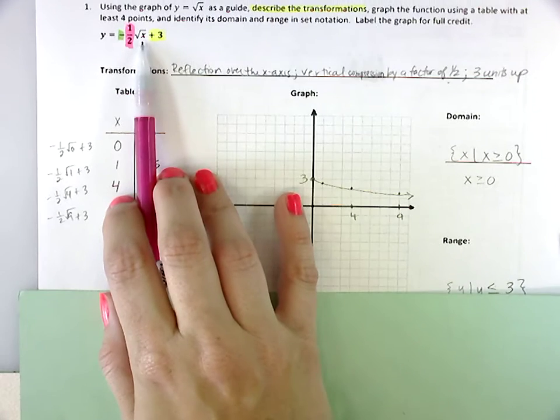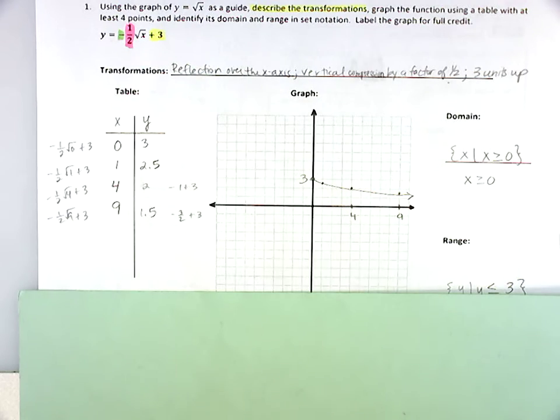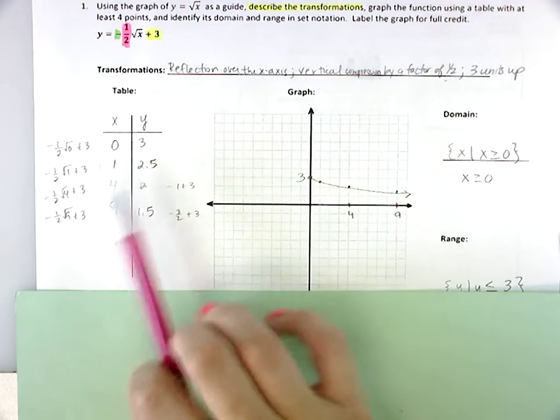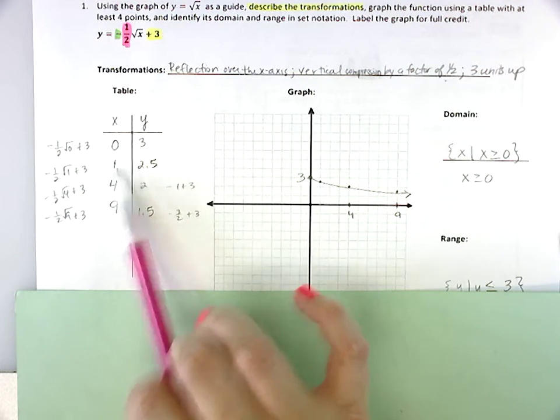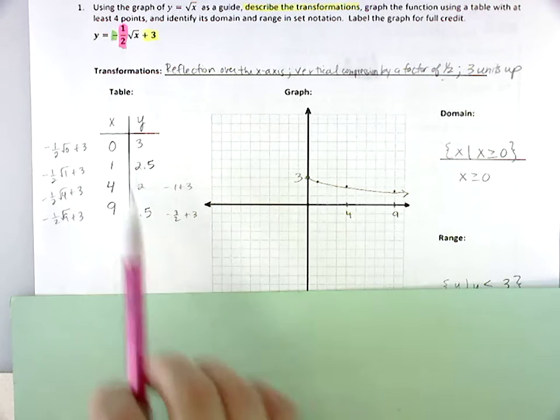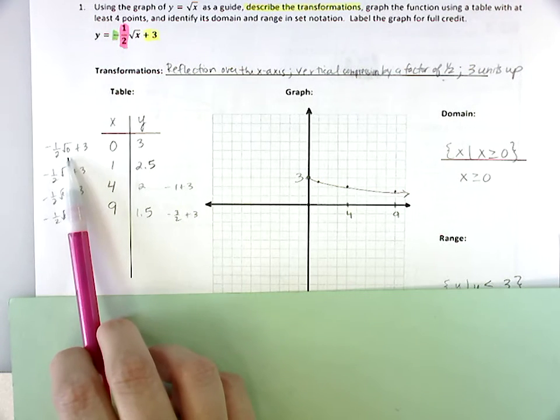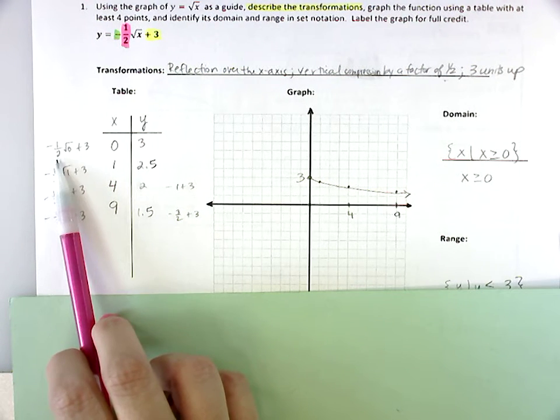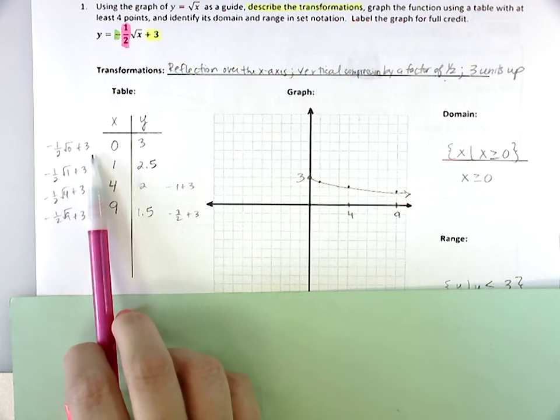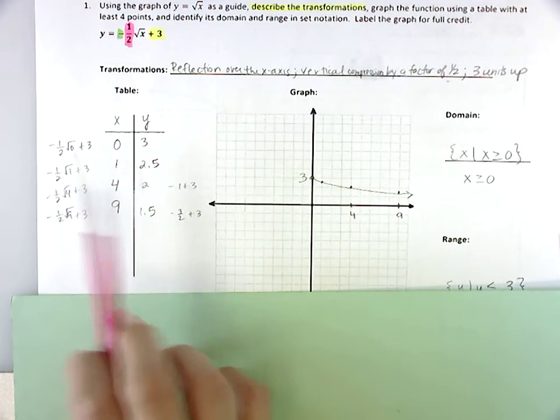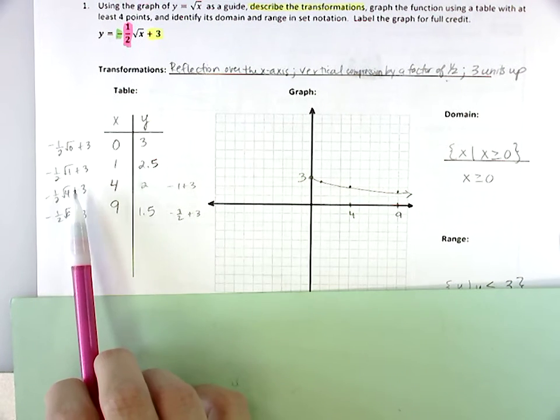Okay, so then for my table, for this one, this was actually nice because see how all I have underneath the radical is X? So then all I had to do is use my perfect squares, 0, 1, 4, 9. So I plug in 0 and I wrote my work over here. So negative 1/2 times the square root of 0 plus 3. So this would be 0 plus 3, which is 3.